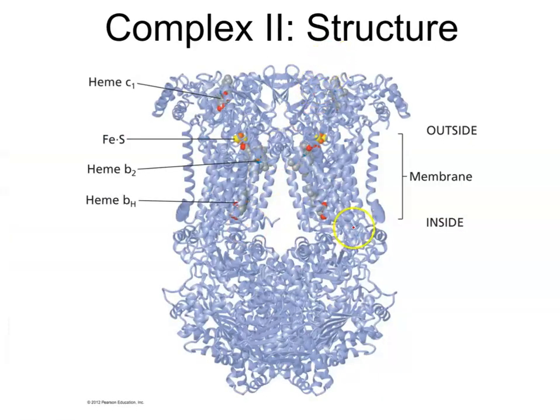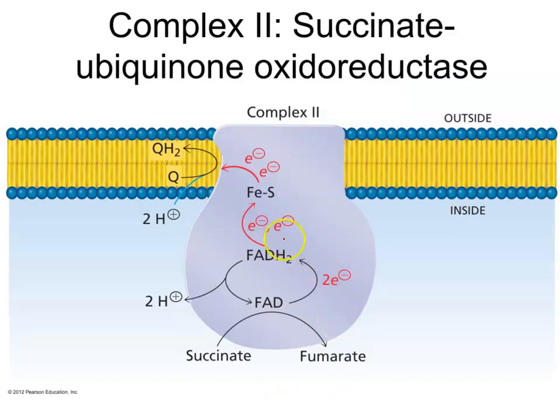And here is the complex 2 structure. You can see it's a dimer here. You can see both sides of that coming together, and the membrane is this side, and then this is the mitochondrial matrix side, and this is the inner membrane space. These are the iron clusters here, the heme as well, that is going to interact and help transport these electrons through and generate this reduced ubiquinone.